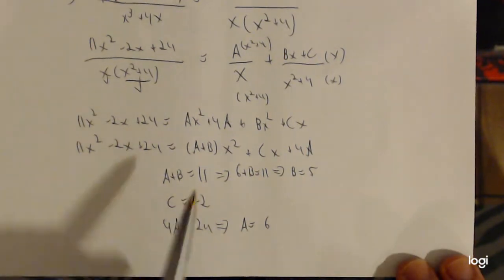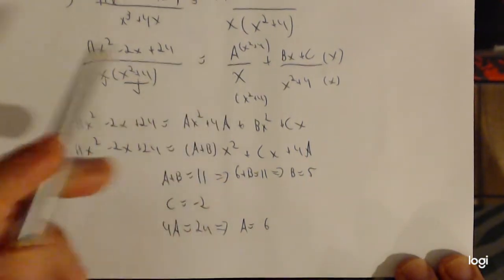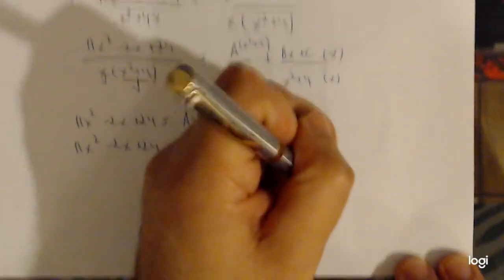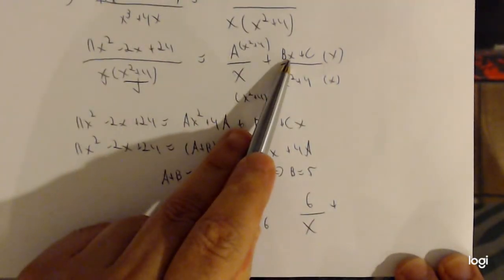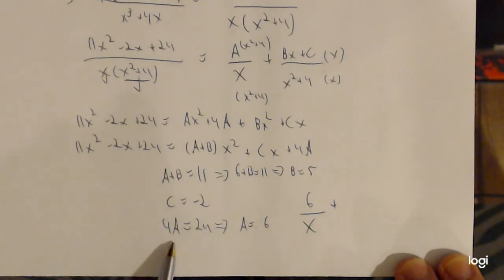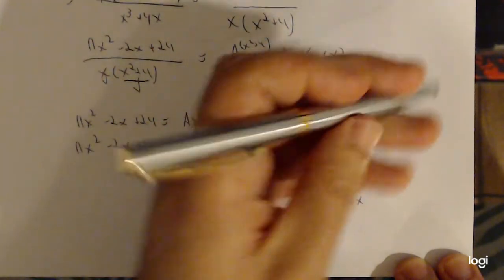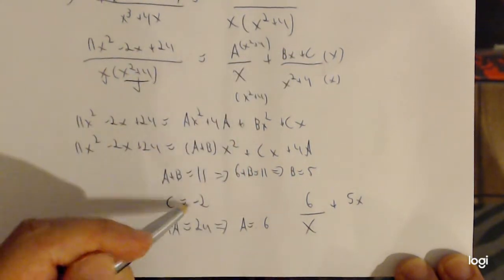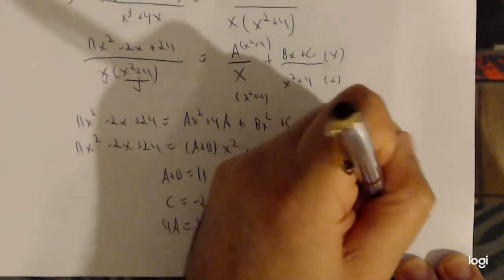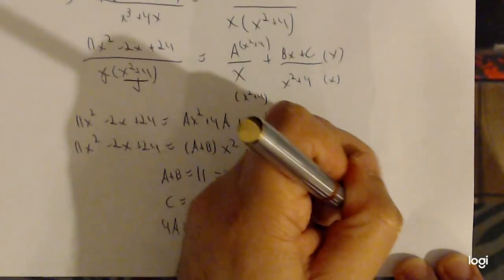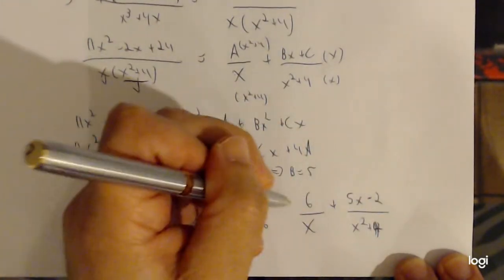So what's my partial fraction for this look like? It was A over x, which A, we said, was 6. So it'll be 6 over x plus, then it'll be Bx plus C. B was what? 5. So it'll be 5x plus C, except C is negative 2. So I'll say minus 2 over x squared plus 4. And there's my partial fraction.